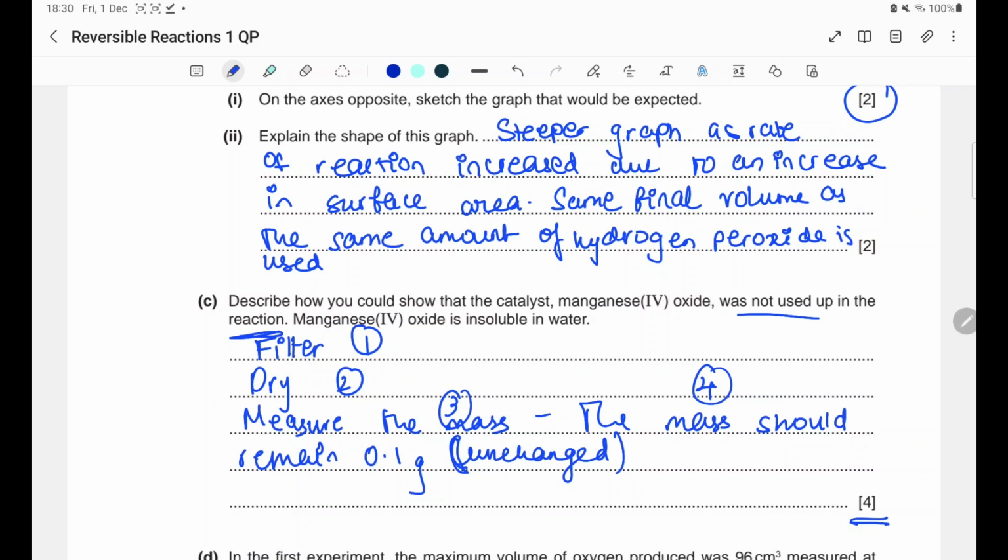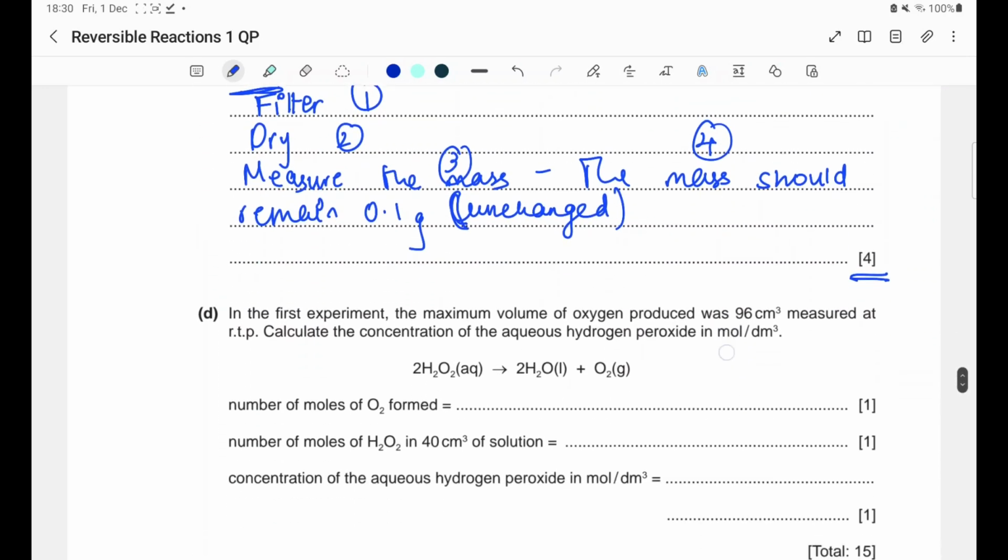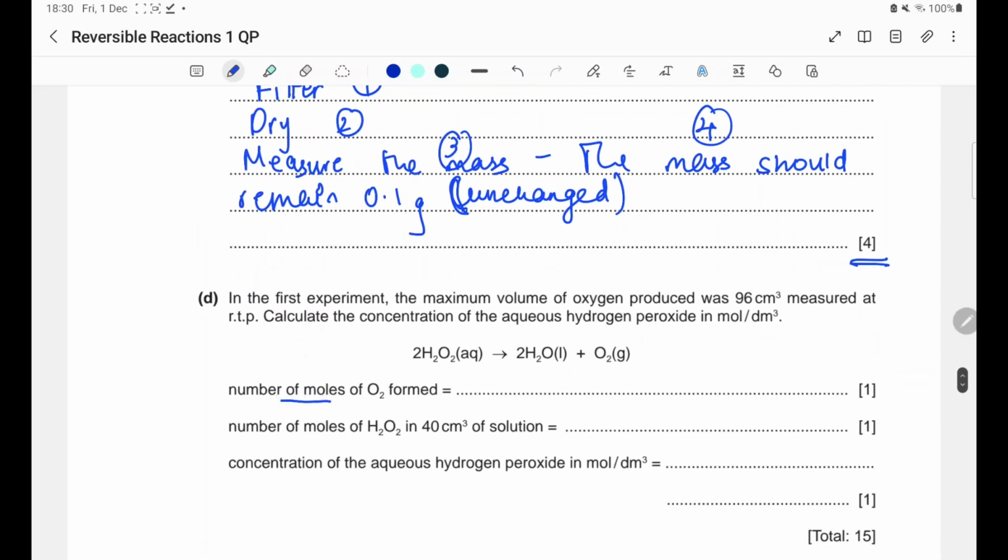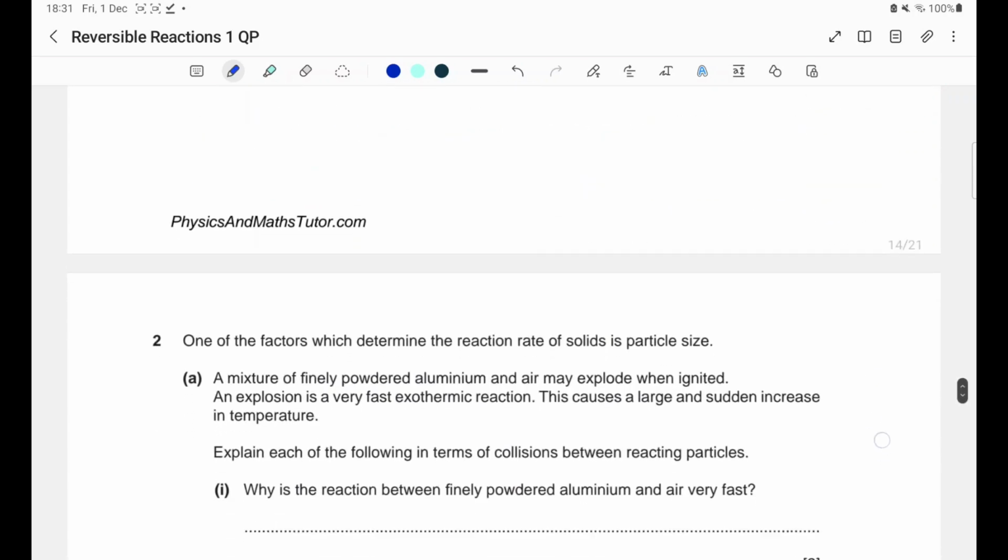So every time that you need to prove that anything did not take part in the reaction, it will be the same amount as it had started out. We started out with 0.1 grams and we were left with 0.1 grams, which means that it did not take part in the reaction. The moles concept we have not done yet, so I will not be doing it. I plan to cover it later after acid, bases, and salt preparation.